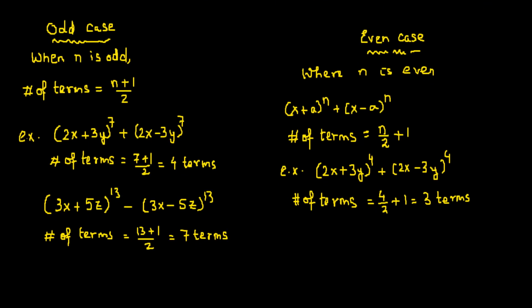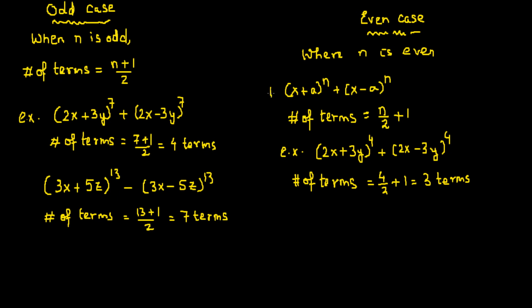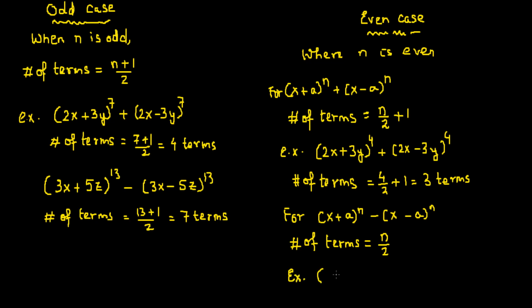Now the other case, the subtraction case. For (x + a)^n - (x - a)^n, the number of terms will be given by the formula n/2. So for example, if I have (2x + 3y)^4 - (2x - 3y)^4, then my number of terms must be simply 4/2, which is equal to 2 terms.